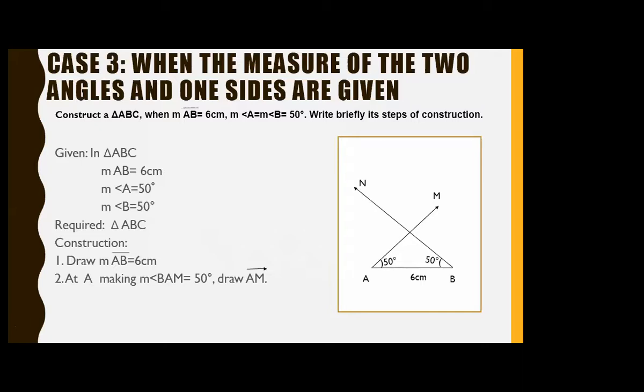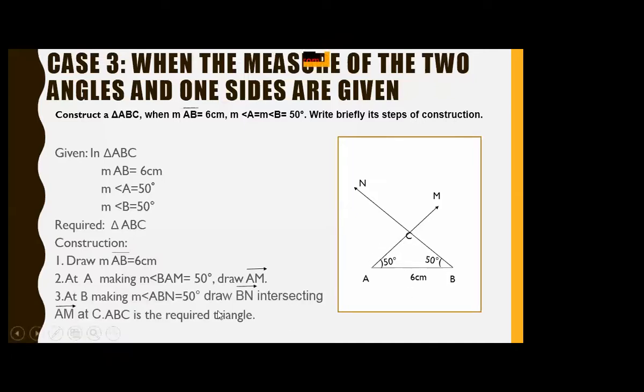Ray. Okay. So, Aisha, what will be the step of construction then? Can you repeat these words, which I have already told you? At B, making angle ABN equal to 50 degree. Yes. Draw BN and intersecting AM at C. Excellent. Perfect. So ABC is our required triangle.